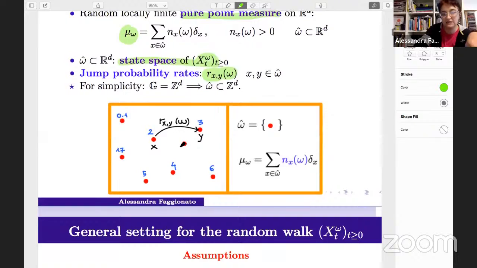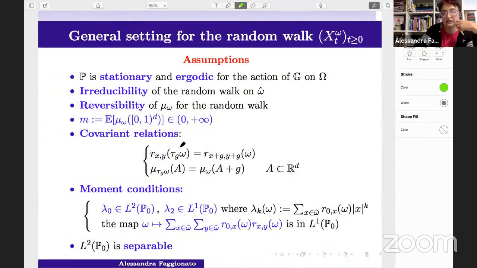Okay, just for simplicity here. And then I have some general assumptions to cover a lot of models. So the law of the environment is stationary and ergodic for the action of the group. The random walk is irreducible. Then I said that mu omega is a reversible measure for the random walk. Then the intensity of my reversible measure, so the expected mass of a given box, of the unitary box, is finite and positive. Then we have the covariant relation, saying that all these objects are intrinsic.